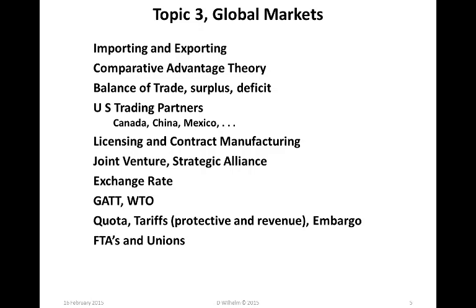Most countries pay attention to the balance of trade. If you export more than you import, you have a balance of trade surplus. If you import more than you export, you have a balance of trade deficit.